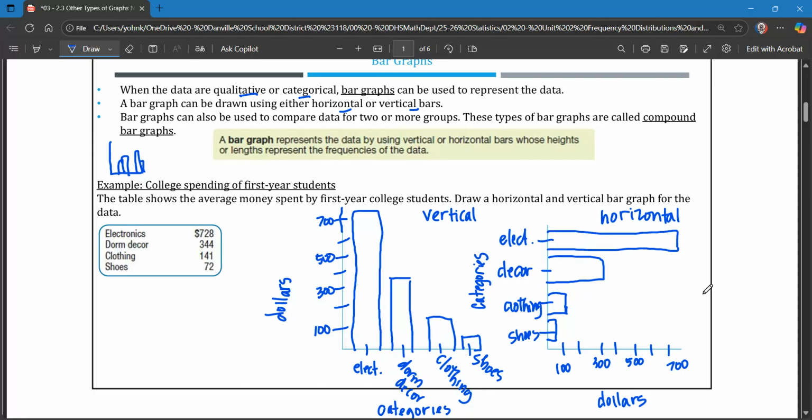Visually, I can now tell which category has the most, which category has the least, and the order that they are in. They are not always going to go on a downslope like this. They can be in any sort of order.